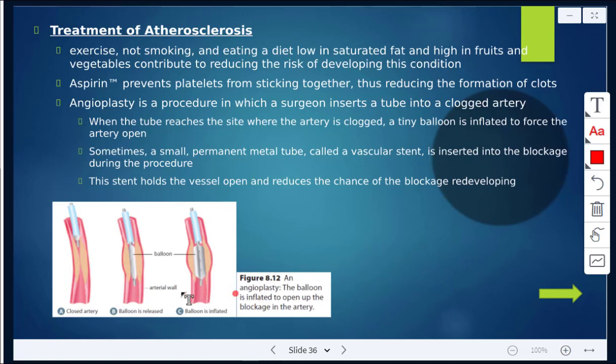All right, so here we can see this is a closed artery. A balloon is inserted here, and then inflated to keep it open. And then a metal stent is inserted to keep it open.